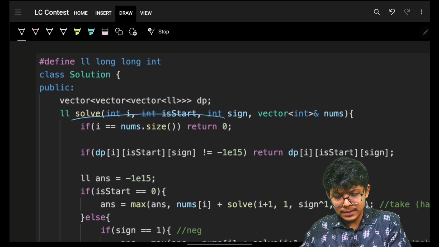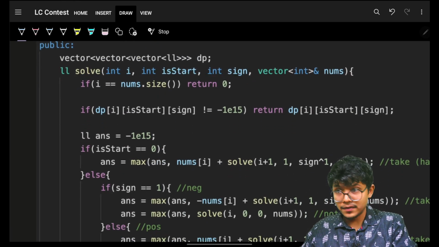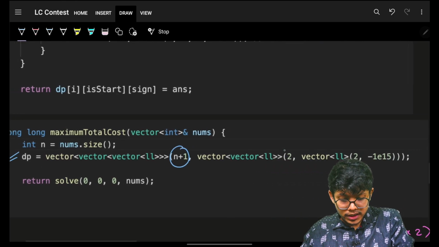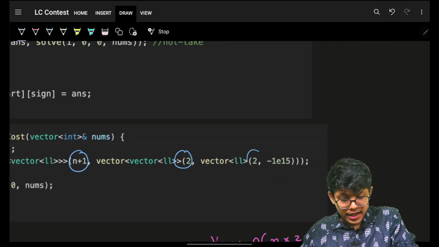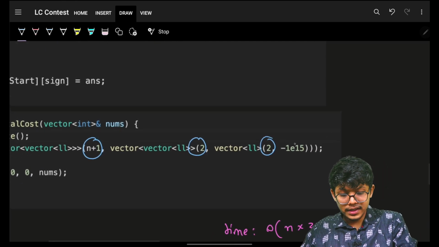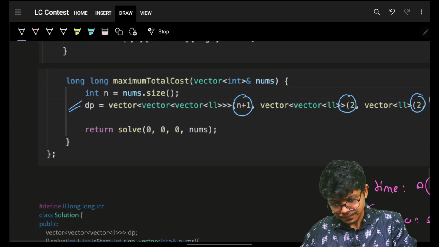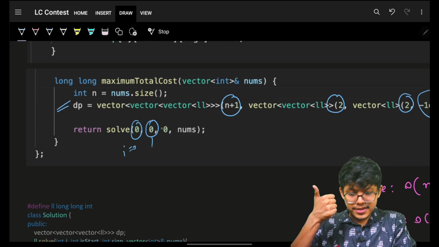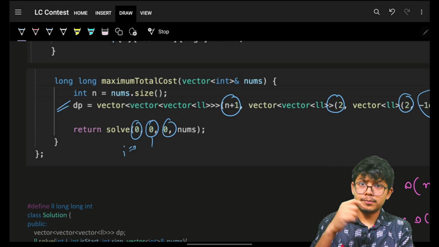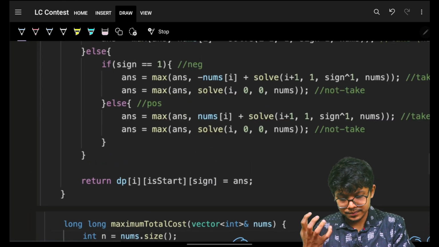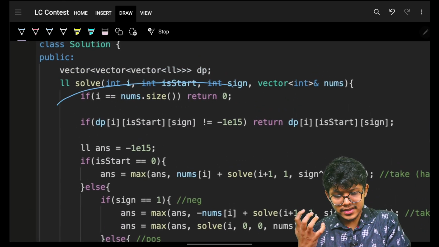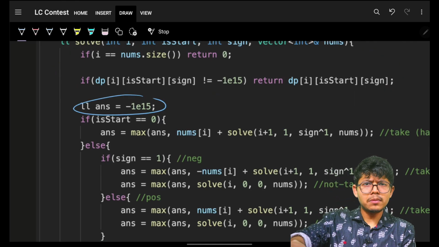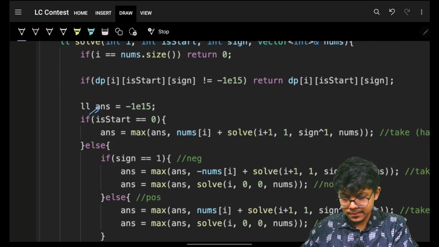Firstly, base case, sorry, let's go from the main function. The main function simply mentions that we initialize the dp with n plus 1, 2 for your start afresh, and 2 for your previous sign. By default the value was -15. Then the initial index is 0, start afresh, yes, and the current sign will be positive. Now I wrote the same thing as I told you earlier also. Then the answer initialization is the minimum value, because I have to maximize my answer.